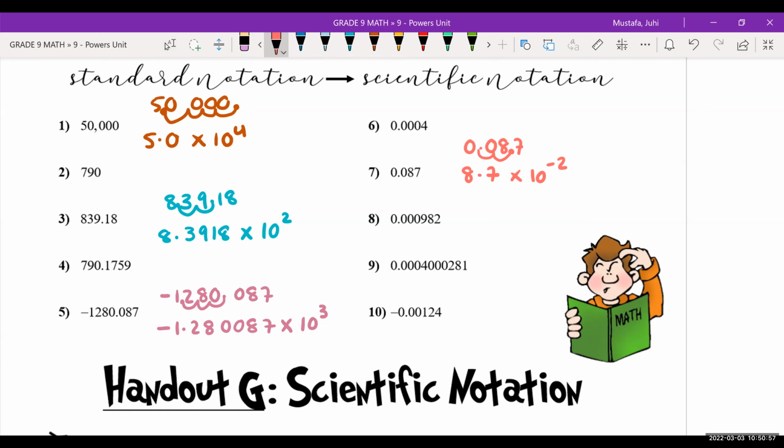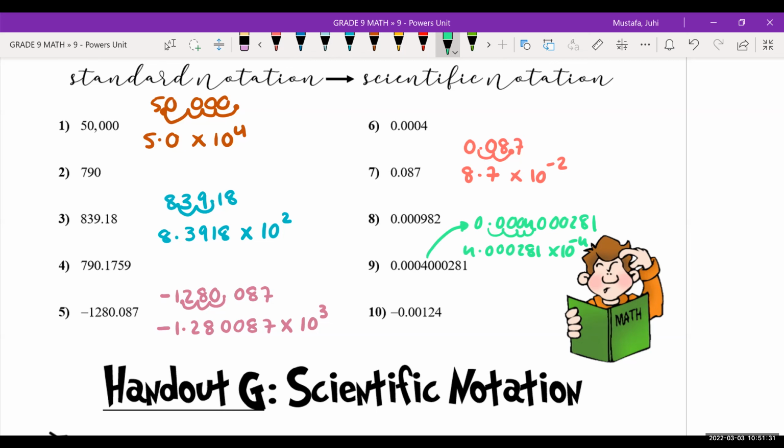I think you guys are getting the hang of it. So let's do one last one. I like number 9 because it seems really complicated. So what we're going to do is, I guess I'll write it just up here. 0.00040000281. We're going to move this over 1, 2, 3, 4 times. And we're going to be left with 4.0000281 times 10 to the power of -4. Good job.